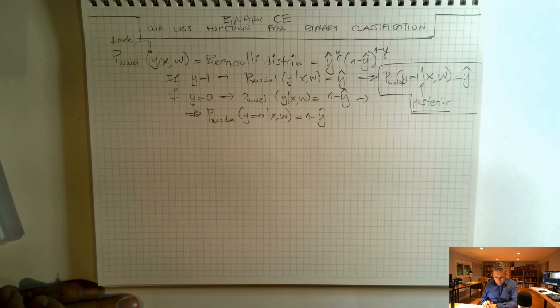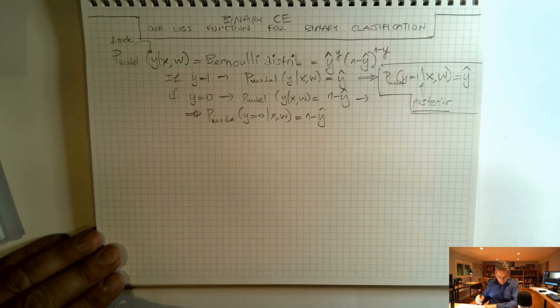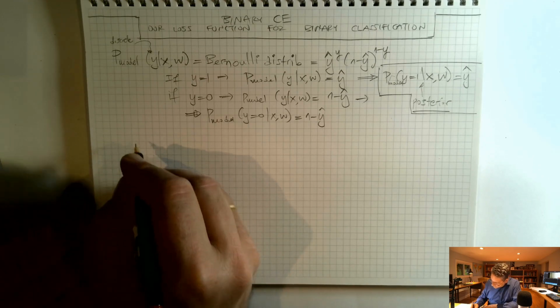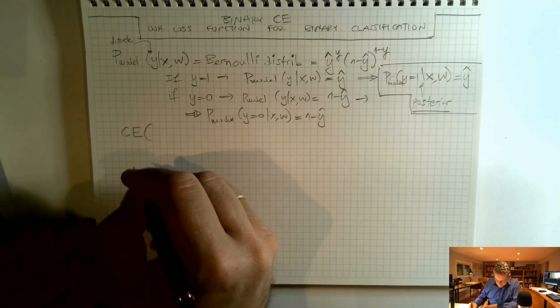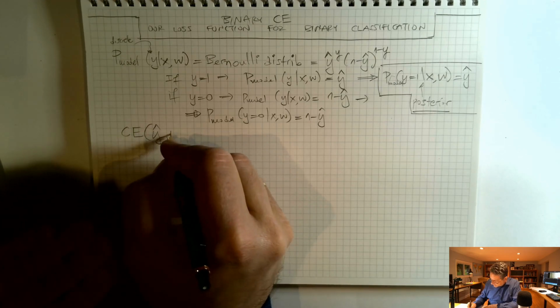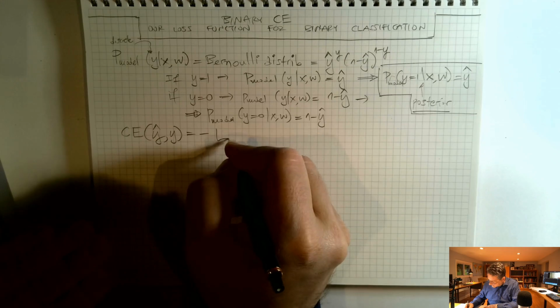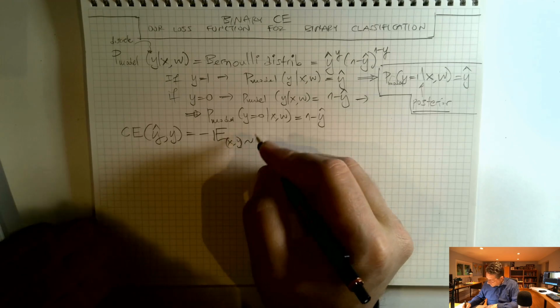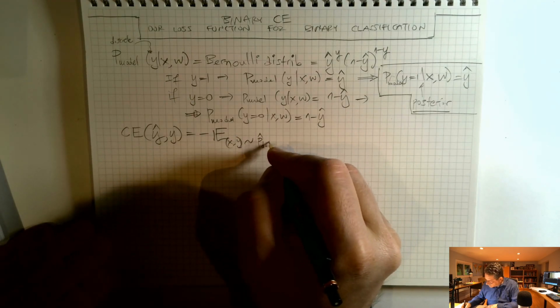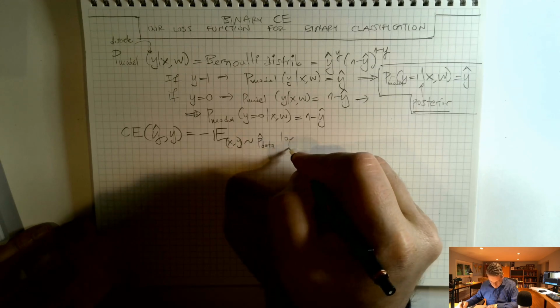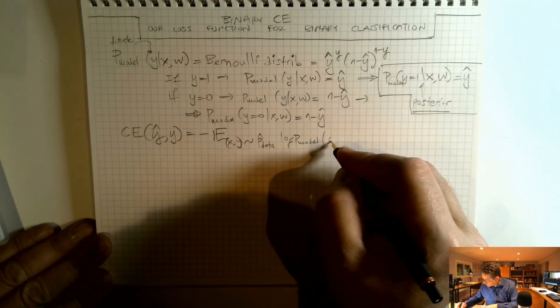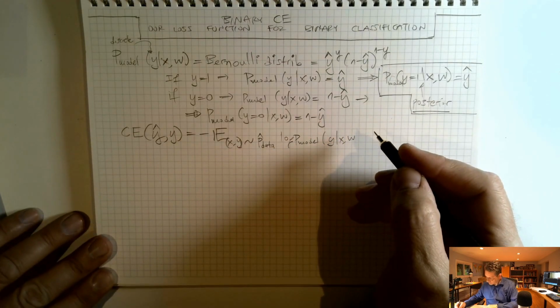And if I remember the maximum likelihood discussion and the so-called cross entropy, I had the following formula, which is equally applicable to any predictor. The cross entropy of y hat comma y is minus the expectation over x comma y, my examples, according to the so-called p data hat distribution, of log p model of y given x comma w.